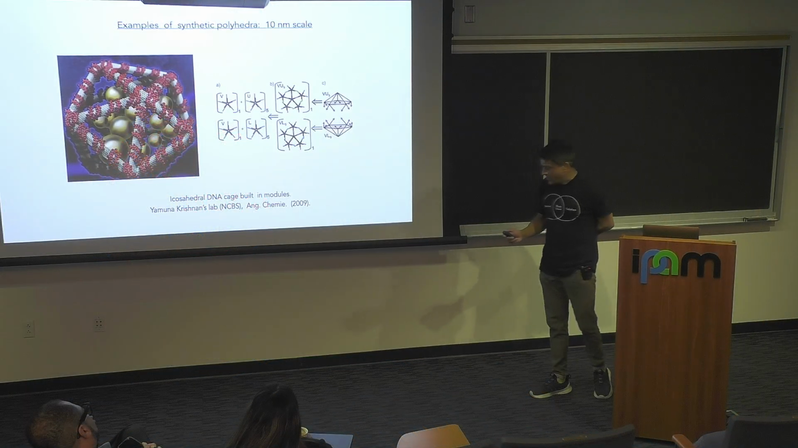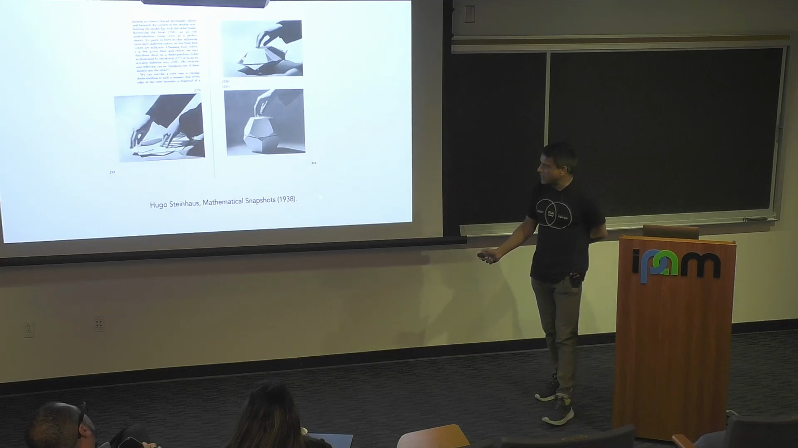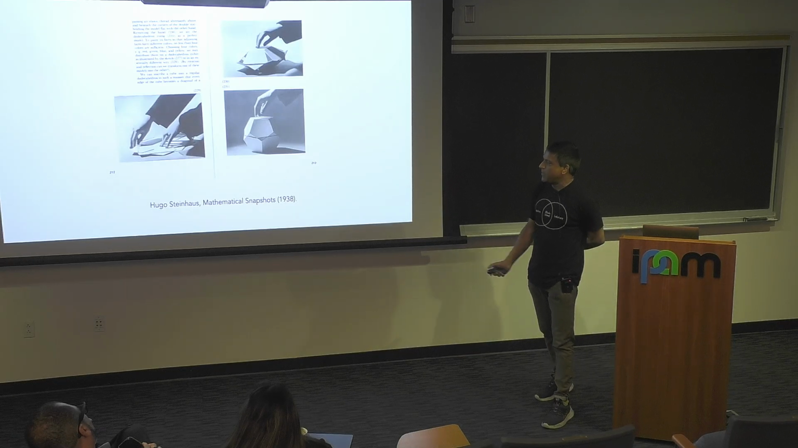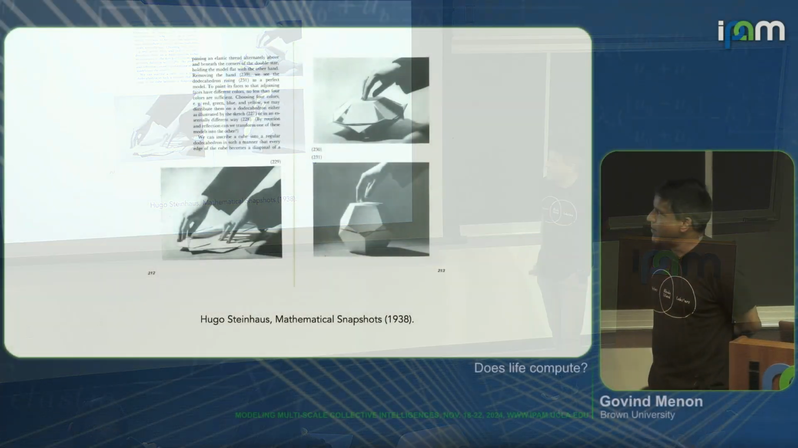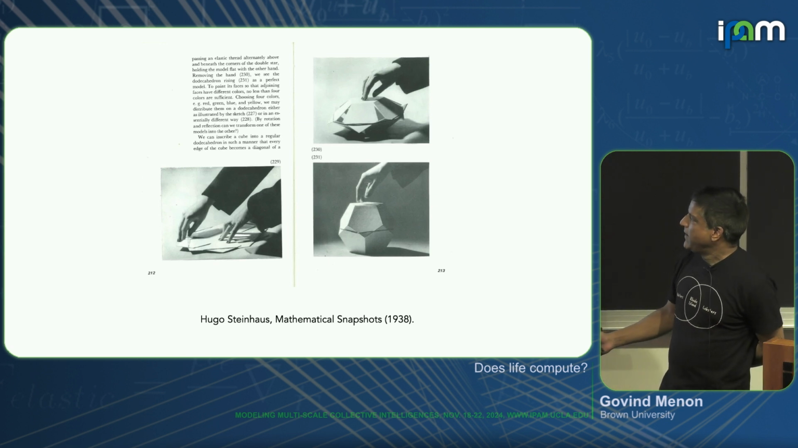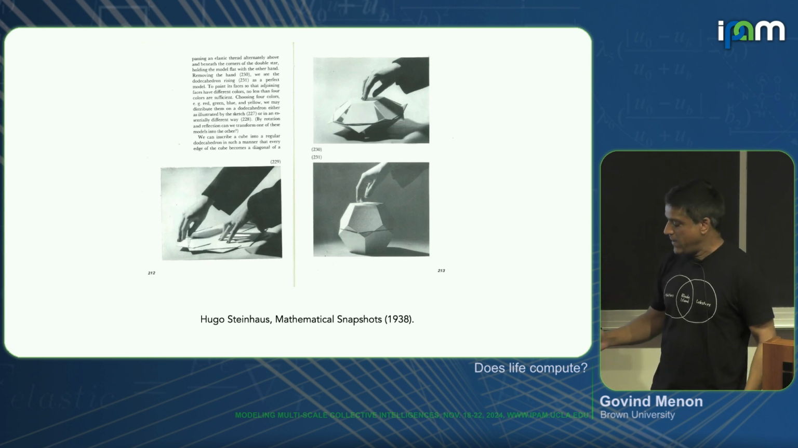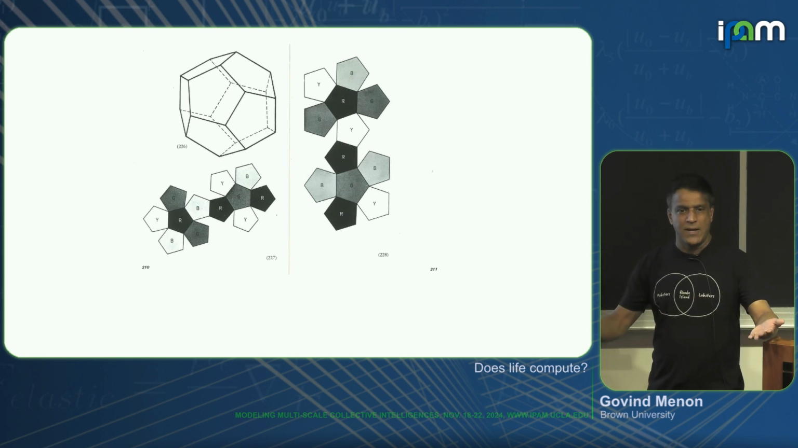OK, so polyhedra have been around in math for a really long time. And there's a delightful book by Hugo Steinhaus from the 1930s, where he's talking about shapes. And this is a lovely book for lay people. And what Steinhaus does is build a polyhedron in a slightly different way. What you do is you unfold the polyhedron. So imagine cutting it in a particular way.